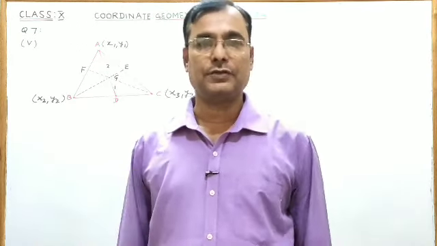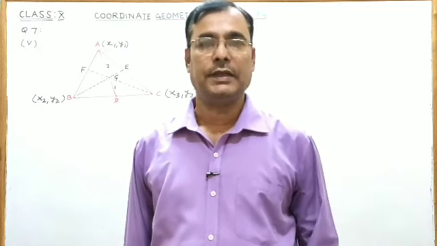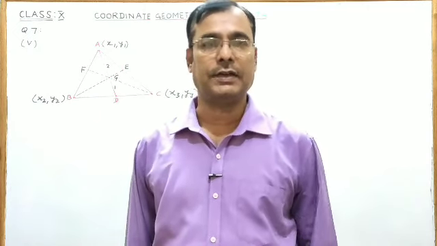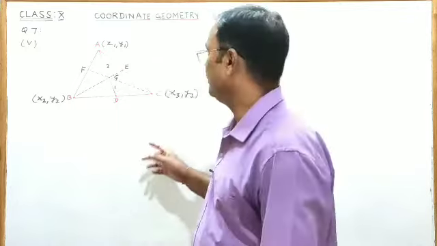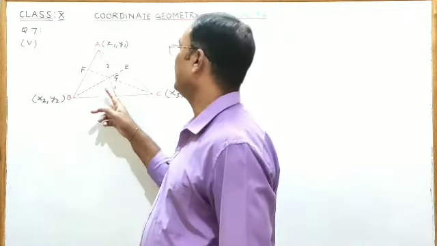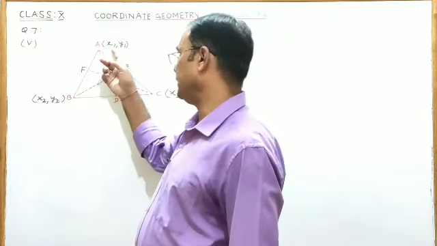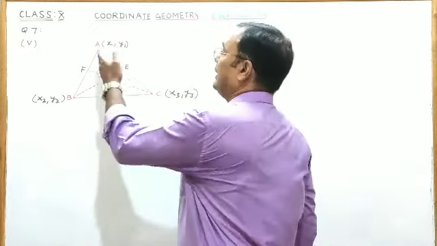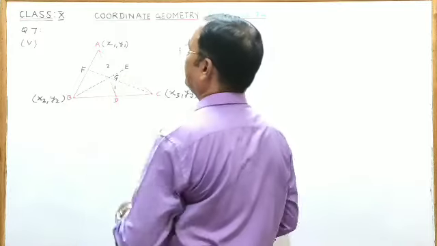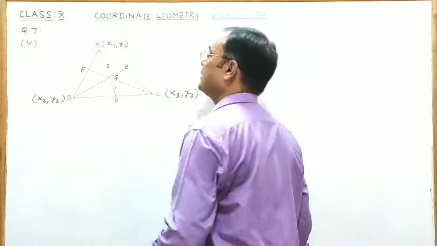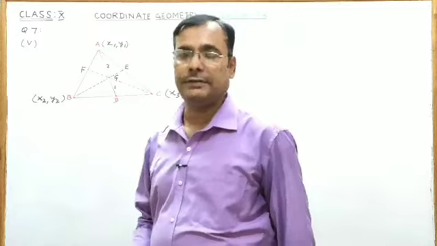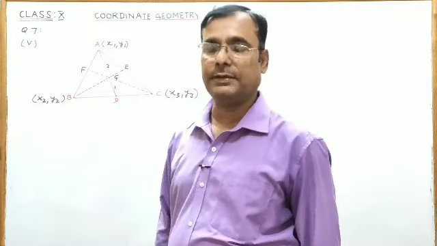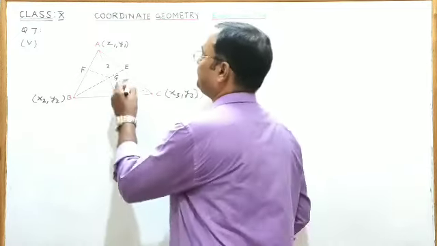If A (x1, y1), B (x2, y2) and C (x3, y3) are the vertices of triangle ABC, find the coordinates of the centroid of the triangle. So here in the figure, ABC is a triangle with coordinates of three vertices (x1, y1), (x2, y2), (x3, y3). Let AD, BE and CF be the three medians with point of concurrence, that is the centroid of the triangle, G.